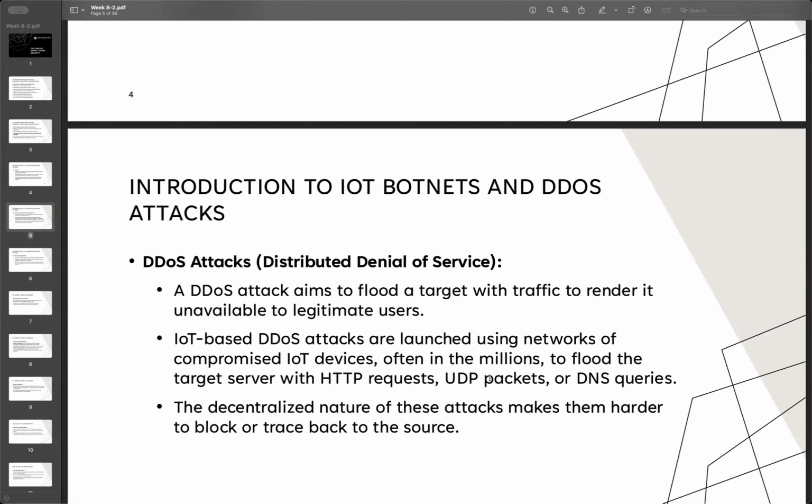And for the IoT-based DDoS attack, it can be launched using networks of compromised IoT devices, maybe even millions. They try to flood the target server using HTTP requests, or sometimes keep sending UDP packets or DNS queries. All of these try to occupy all your bandwidth and maybe cause your device to overload. It's pretty good for the attacker because all these requests don't really need strong or high processing power.